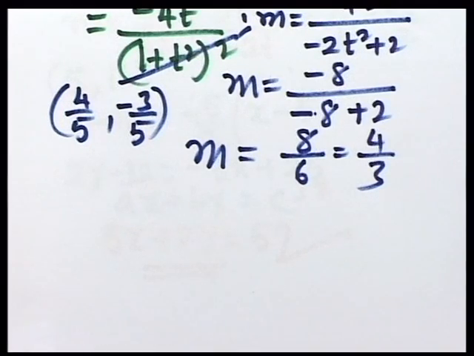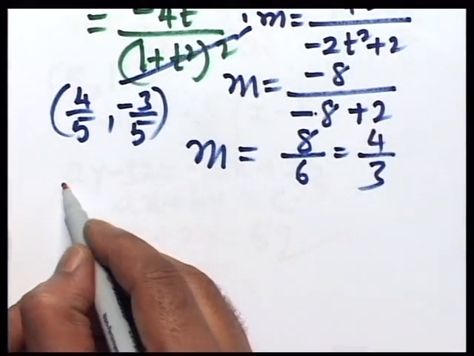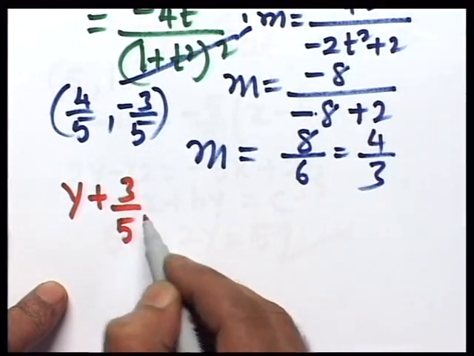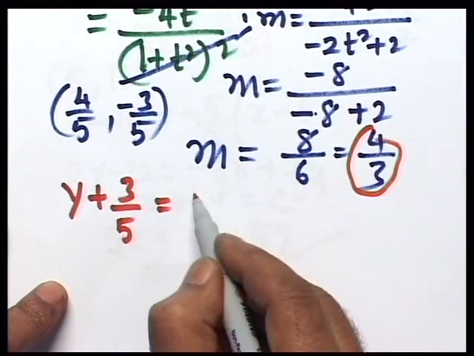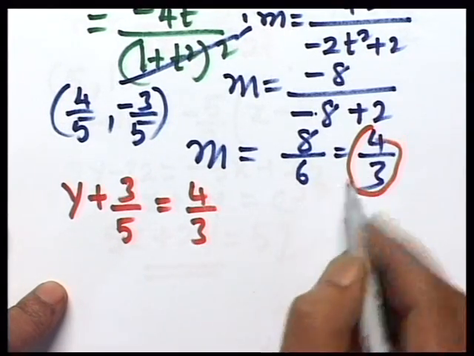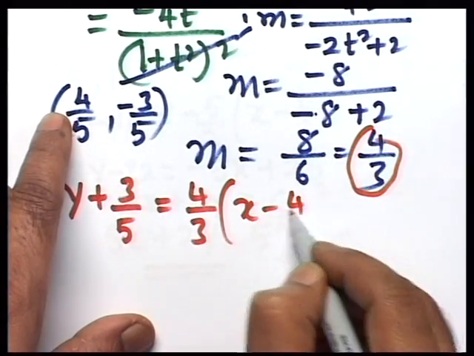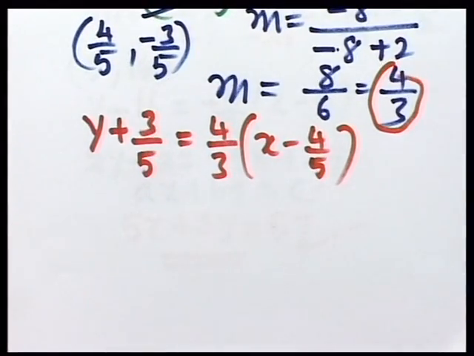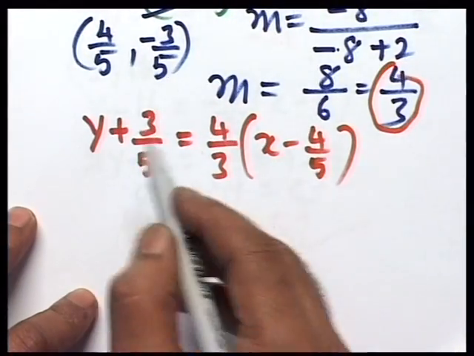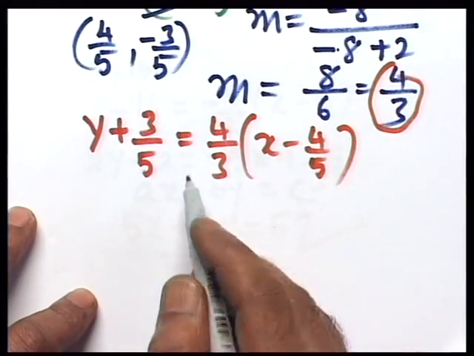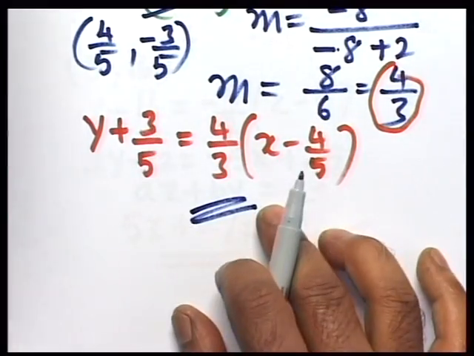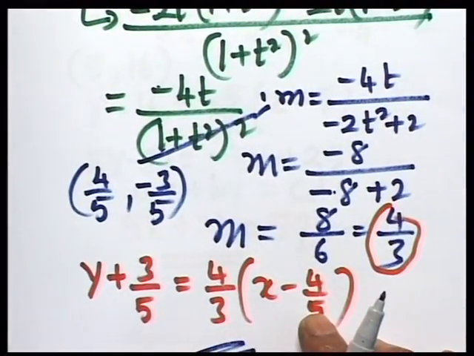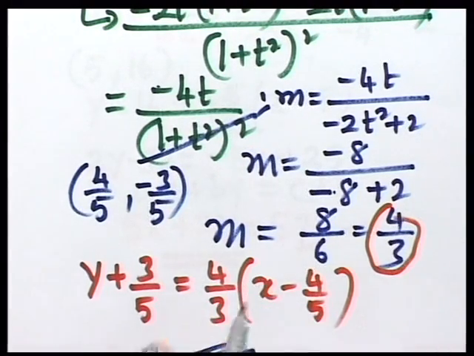We got that. Then we can say y minus y1, which is already minus, so it will be a plus 3 over 5 equals slope, this 4 over 3 gradient, x minus x1, 4 over 5. Well, you can open the brackets and collect the like terms. You should get the answer. All right, so times everything by 15 or so, you should get it. I will leave that with you. Now that's the equation of the tangent. As I said, you can solve that.